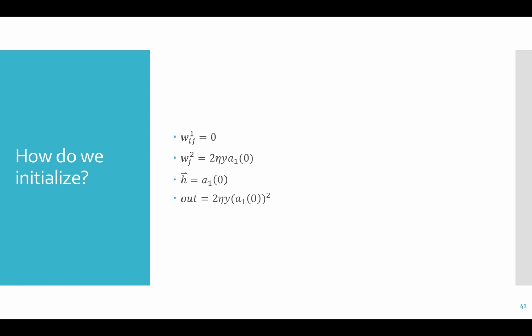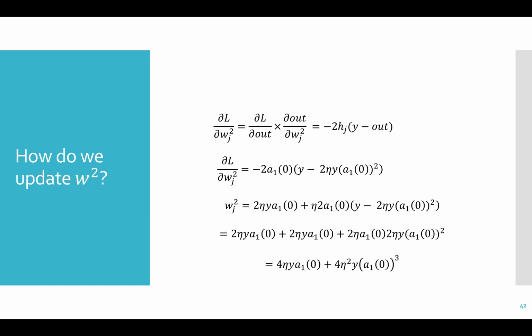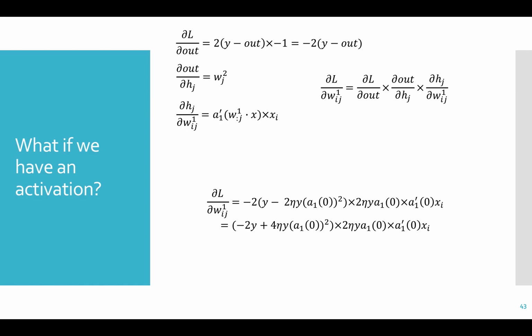Based on our previous update, these are our new w values and hidden layer values and the output value. We update w2 first and we get this. What's interesting about this is that each w2 sub j is being updated in the same way. Similarly, with w1, we get the following partial derivatives. We can see that for each j in w1 sub ij, the update will be the same.